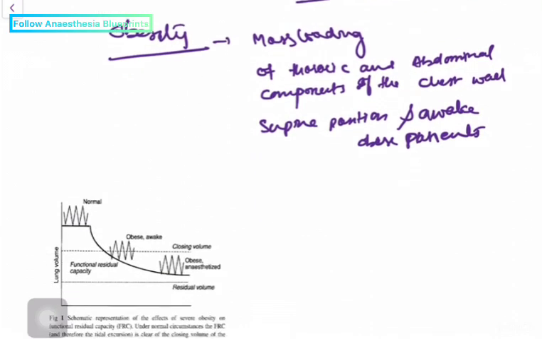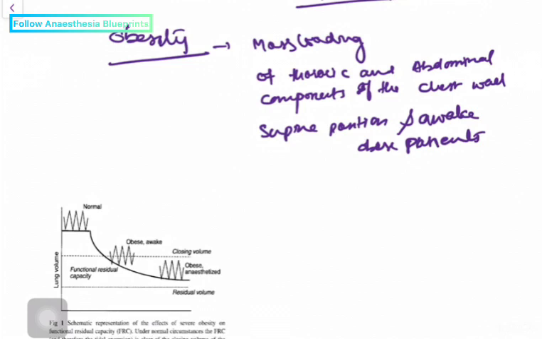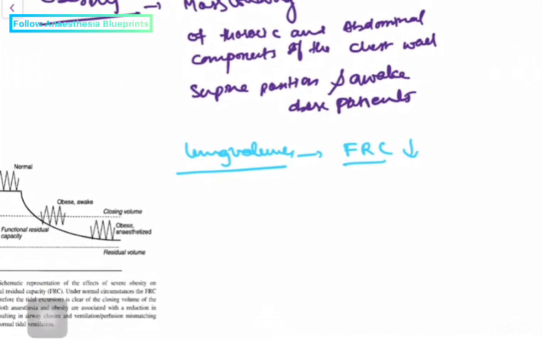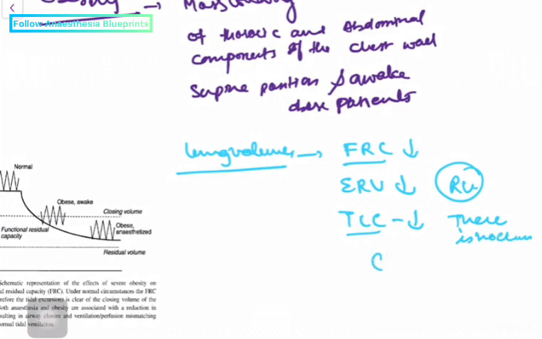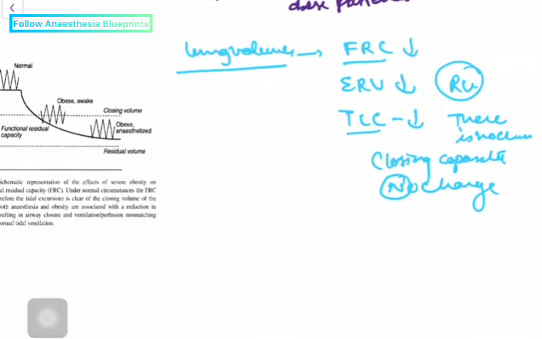So what are the lung volumes which are affected in obesity? Lung volumes: FRC decreased, so functional residual capacity is decreased, ERV, expiratory reserve volume, is also decreased, and total lung capacity also decreased, but residual volume, there is no change. Closing capacity, no change. So only these three volumes decrease.